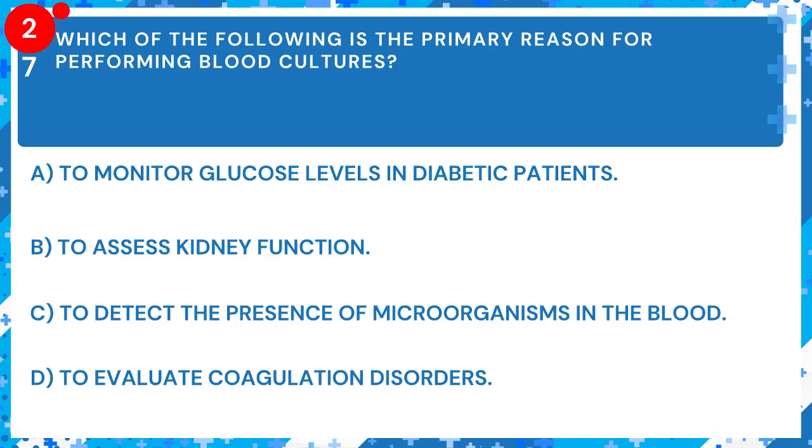Question 27. Which of the following is the primary reason for performing blood cultures? A. To monitor glucose levels in diabetic patients. B. To assess kidney function. C. To detect the presence of microorganisms in the blood. D. To evaluate coagulation disorders.